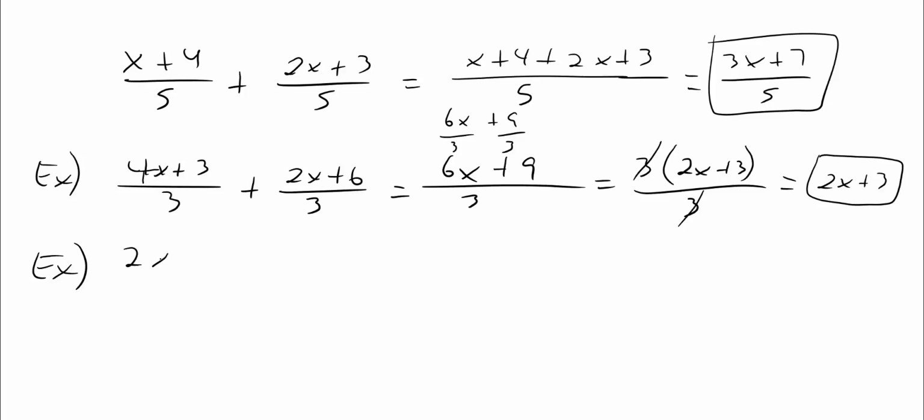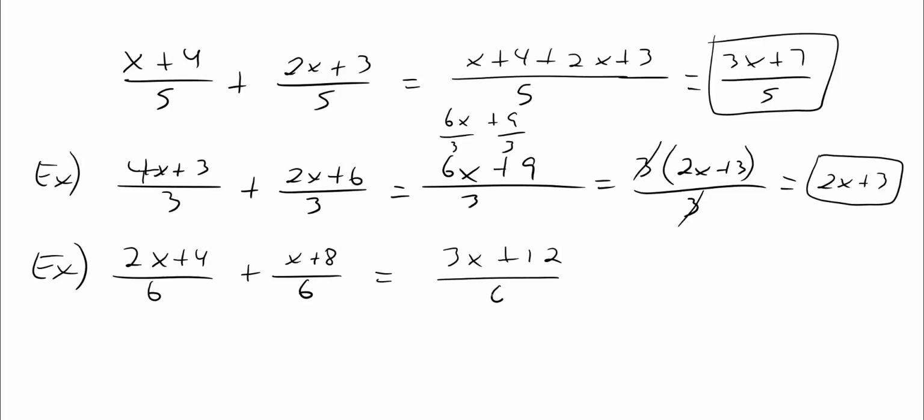2x plus 4 over 6 plus x plus 8 over 6. Okay, combine it together. 2x plus x is 3x, and 4 plus 8 is 12 over 6. Okay, well, you can factor the top.